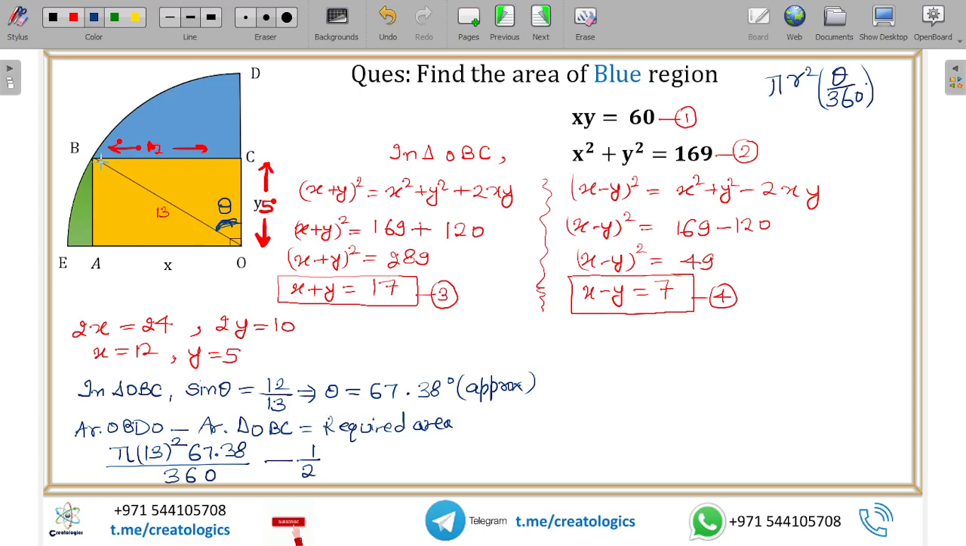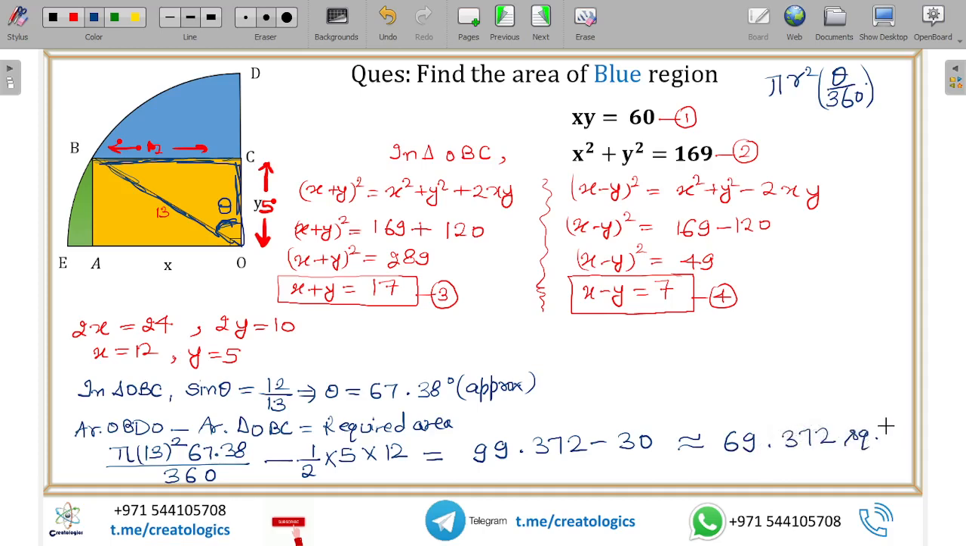In this triangle OBC, the area is half into base into height, which comes out as half into 5 into 12, or you can also take half of the area of the rectangle, 60 half. So that gives us 30 units. So from here the value comes out as 99.372 minus 30. The required area comes out as approximately 69.372, which is the approximate area for our question.